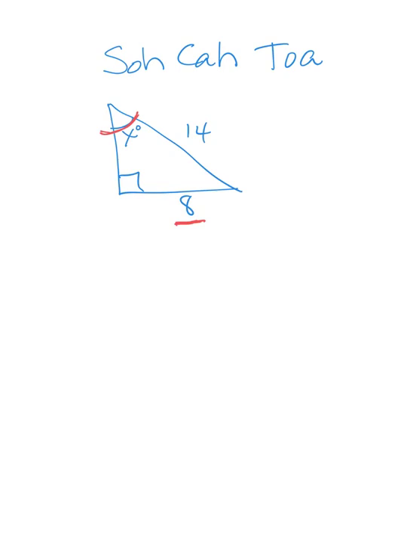So the 8 is the opposite side, and the 14 is opposite the 90, so that's the hypotenuse. And I would recommend right now that you classify what you're given so you know what to use. So since this has an O and an H, we're going to use sine. That's why we pick sine. Sine of the angle equals opposite over hypotenuse.